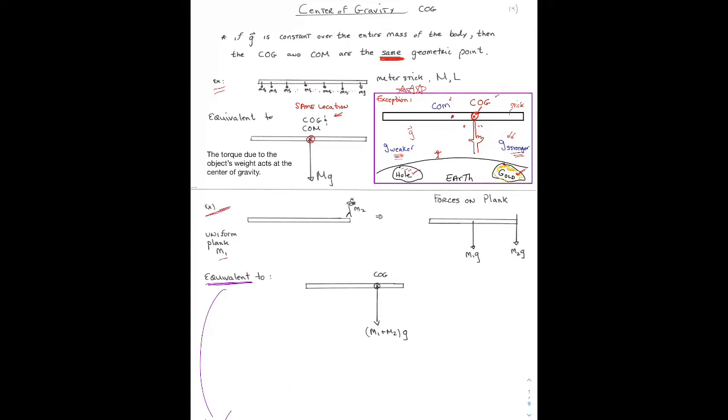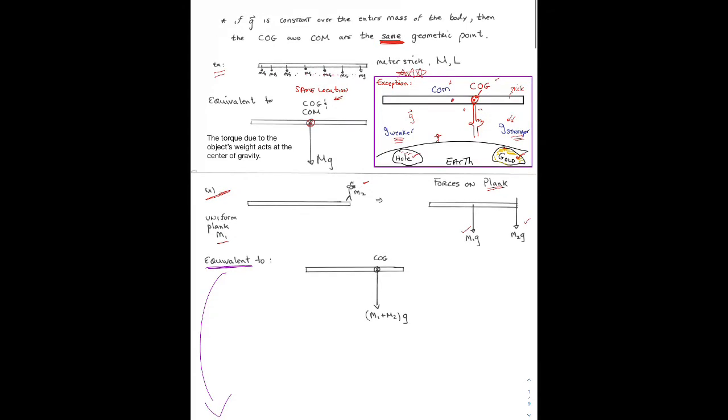Down here I have an example. I have a plank of mass M1, like a board, and I have a person of mass M2 standing on the board. So I'm going to draw the forces on the plank. I have the weight of the plank down, right? That's the mg from all semester. I have the weight of the person pushing down on the plank, all right?